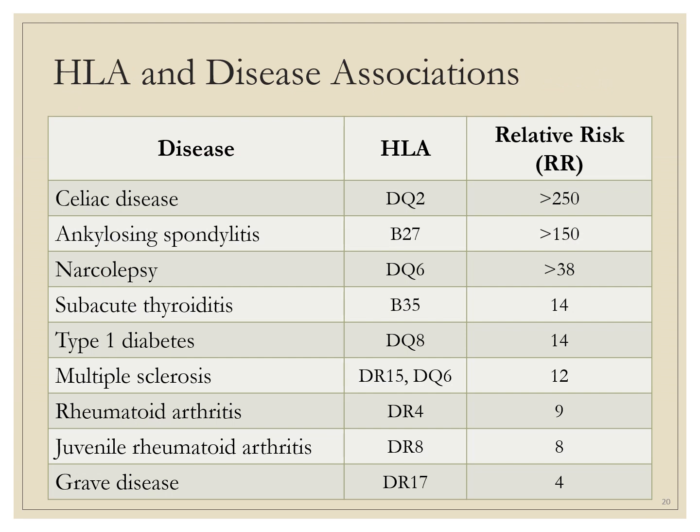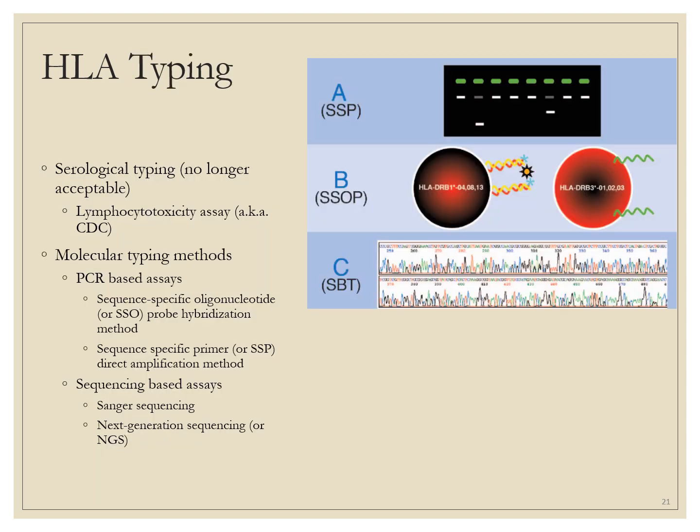There is also some relationship between disease associations and HLA typing. Here's a little list. Basically, if you have this HLA type, you may be more at risk for having these diseases. So now we'll talk about the methodologies for HLA typing.